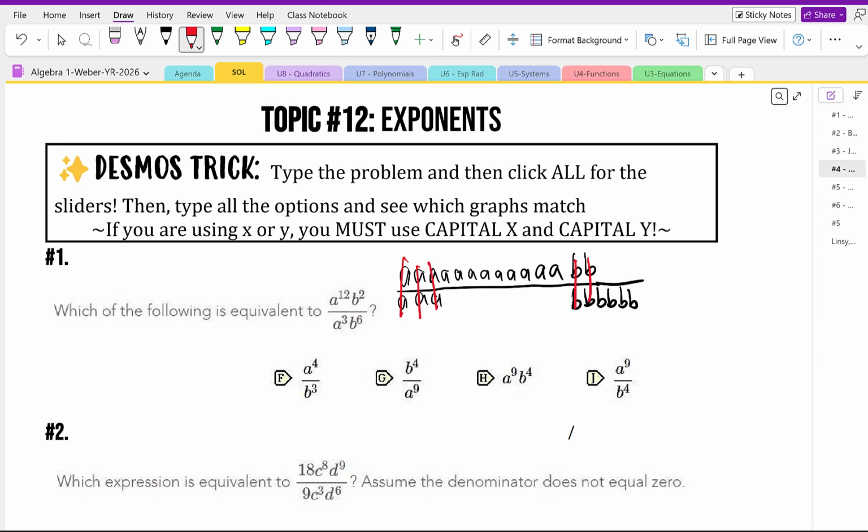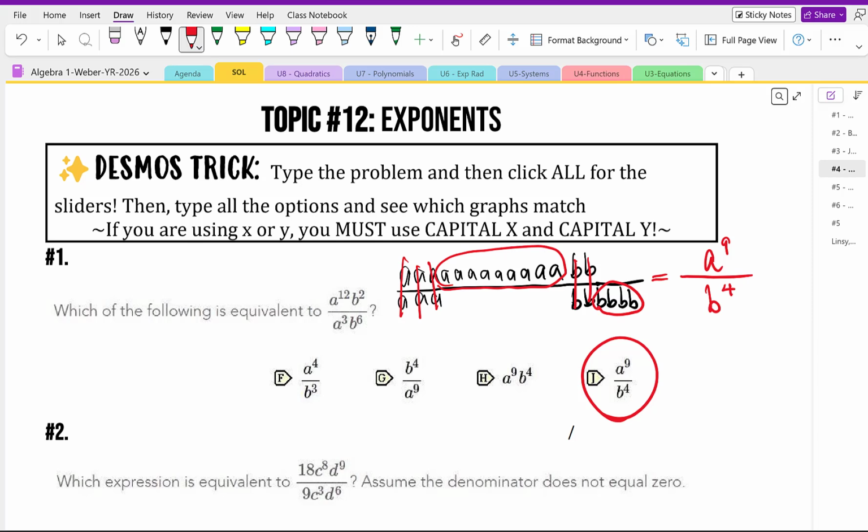Okay, so now I want to figure out how many A's I have on top and how many B's I have on the bottom. So on the bottom, I have 4 B's. And on the top, I have 9 A's. So there's my answer. Okay, and that was without a calculator.